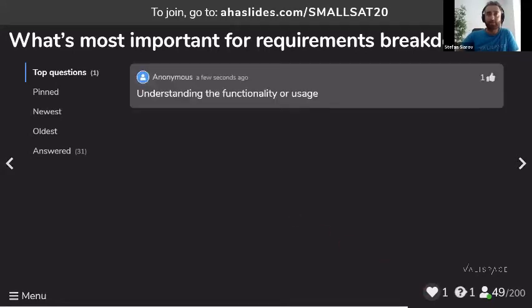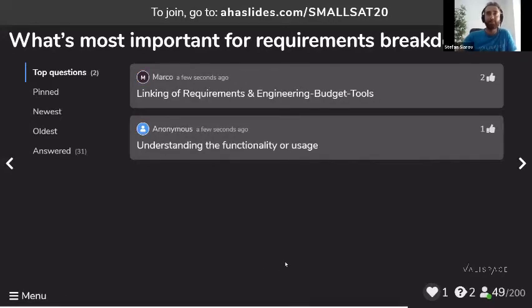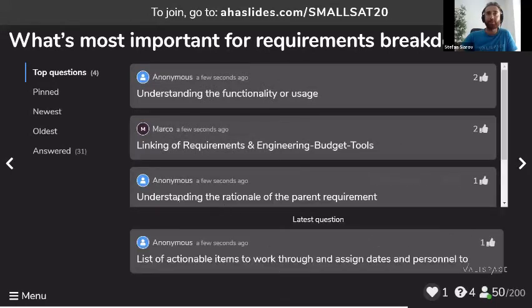I know that we've mentioned already quite a few points throughout the first two questions. Linking of requirements, understanding functionality, understanding rationale.